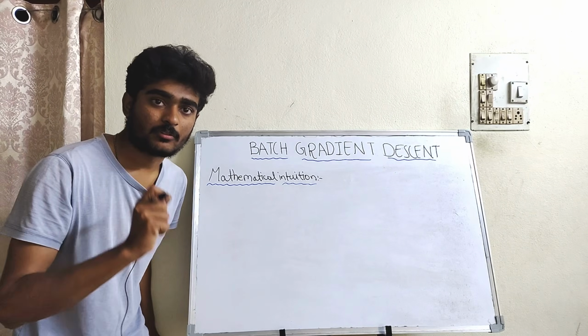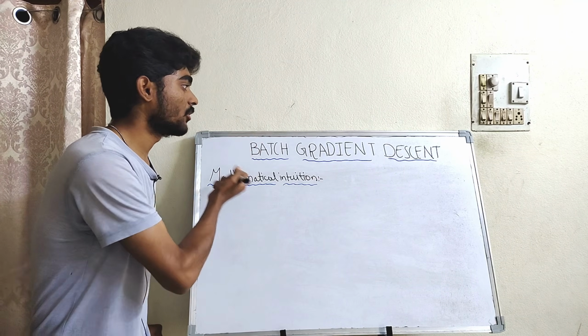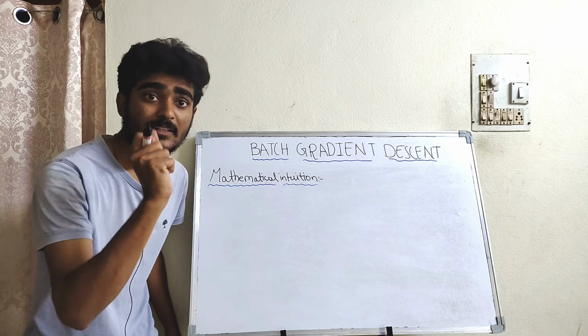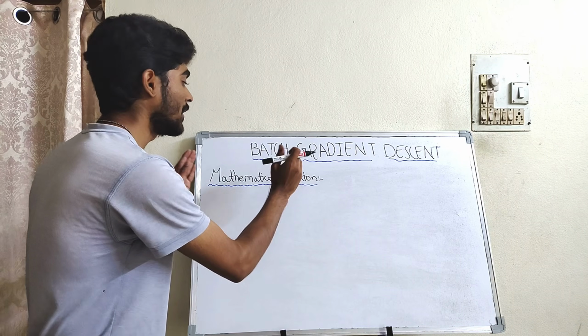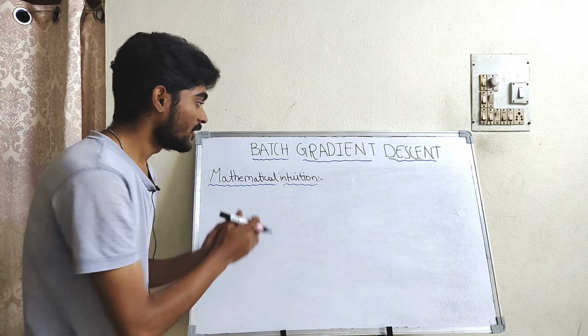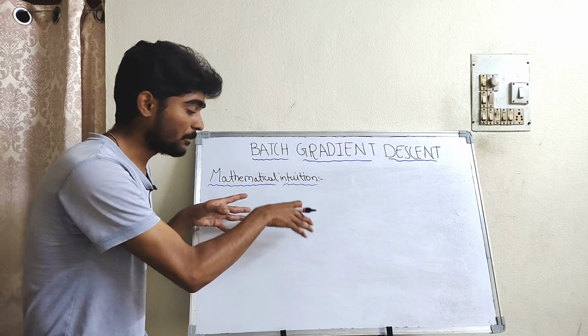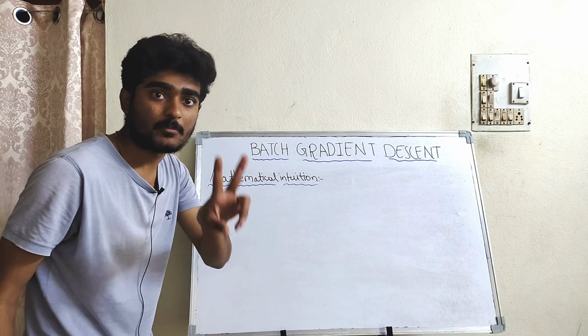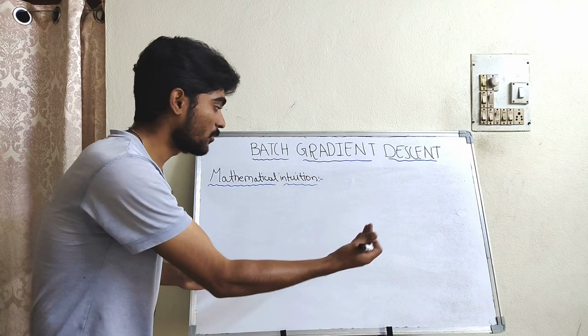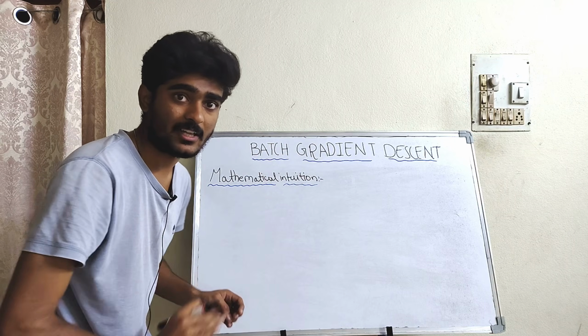In our previous section of the video, we have seen why we call this gradient descent algorithm the batch gradient descent algorithm. Now, in this section of the video, we'll be seeing the mathematical intuition of batch gradient descent. The sample dataset I'll be taking here is two-dimensional data. If you understand it for two-dimensional data, you can correspondingly understand it for n-dimensional data as well.